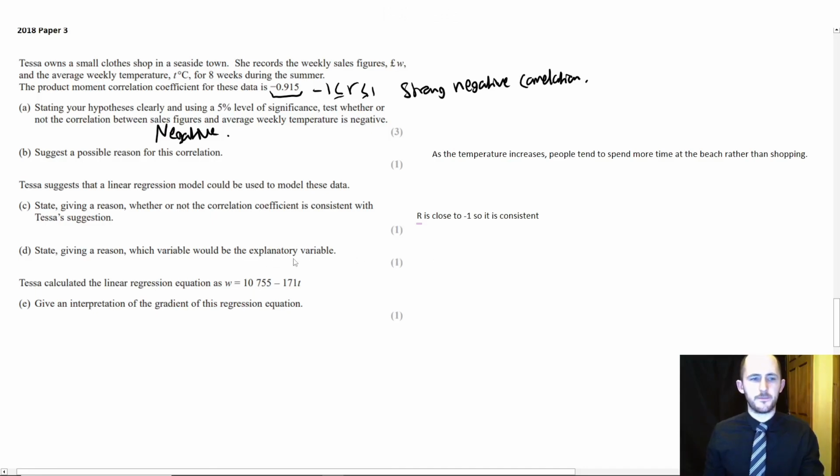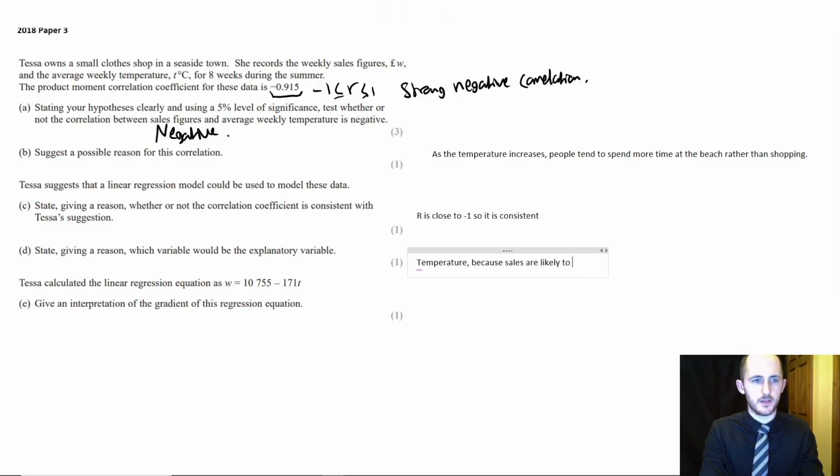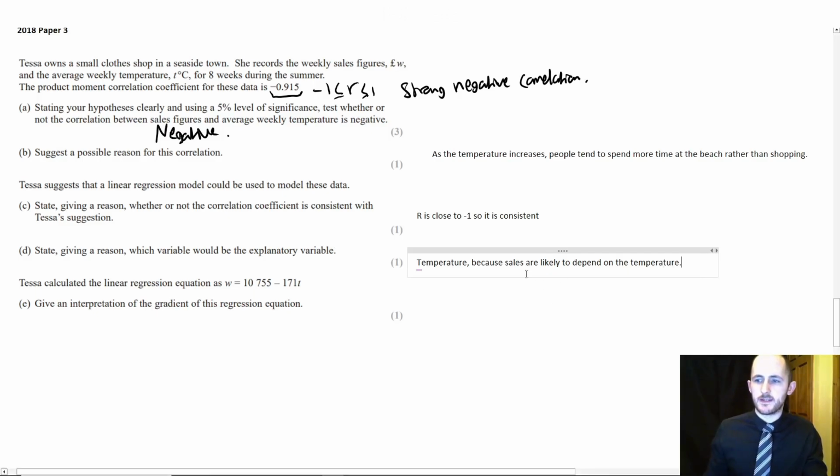And then what would be the explanatory variable? So which one is the independent variable? Well, that's going to be the temperature. Why? Because sales are likely to depend on the temperature. Right? It makes more sense that the sales are affected by the temperature than the temperature being affected by the sales. Right? When I buy more clothes, it doesn't make the world hotter. Whereas if the world's hotter, it might affect how many clothes I buy.